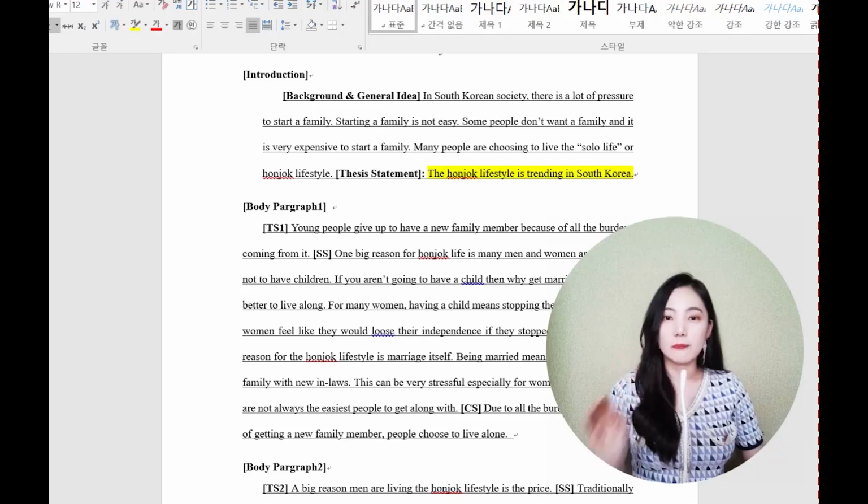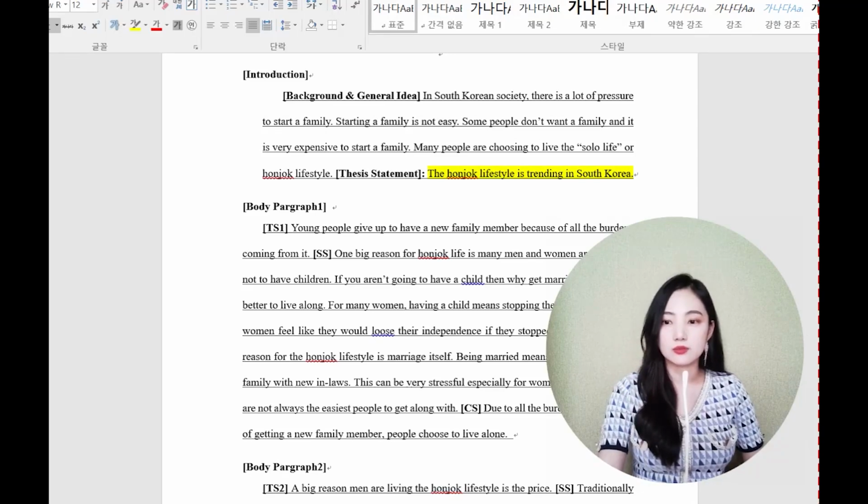Background, general idea, and my thesis statement. In South Korean society, there is a lot of pressure to start a family. This is background. Starting a family is not easy. Some people don't want a family and it's very expensive to start a family. Many people are choosing to live the solo life or 혼족 lifestyle.